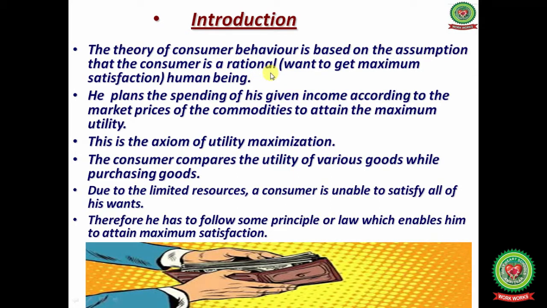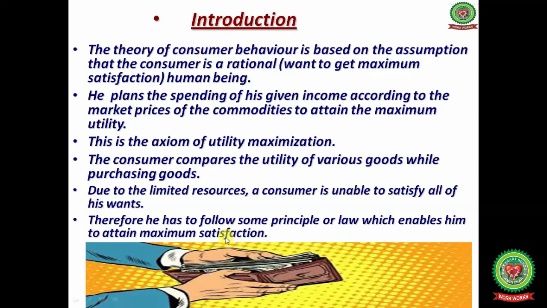The theory of consumer behavior is based on the assumption that the consumer is a rational human being, means consumer always wants cheap and best commodity in order to get the maximum satisfaction. He plans the spending of his given income according to the market prices of the commodities to attain the maximum utility. This is the axiom of utility maximization.